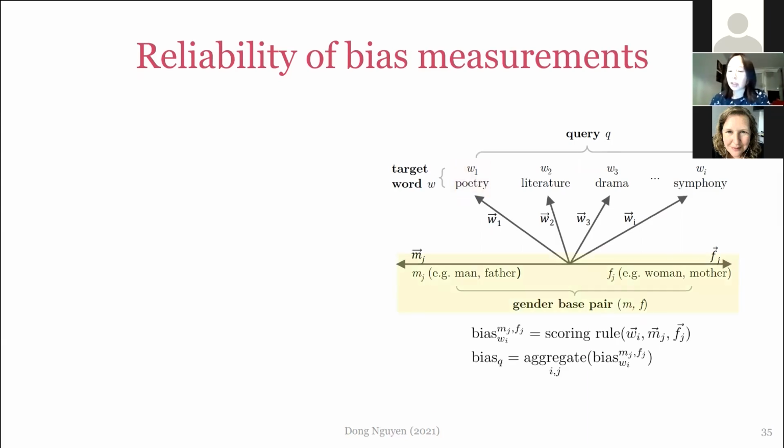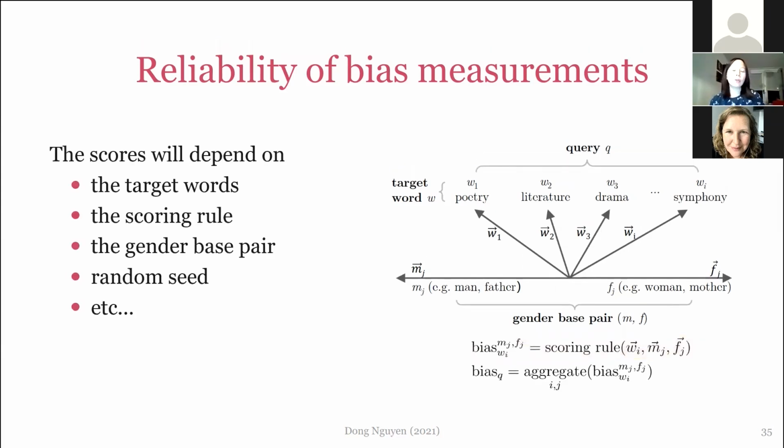And we have these gender base pairs. These are word pairs that are gender specific, like man, woman, father, mother, etc. And then we also have some kind of scoring rule where we measure how similar poetry is to, let's say, words like man and father, and how similar poetry is to words like woman and mother in the word embedding space. And if poetry is more associated with man and father than with woman and mother, for example, then it's taken as gender bias, that poetry is more biased towards men.